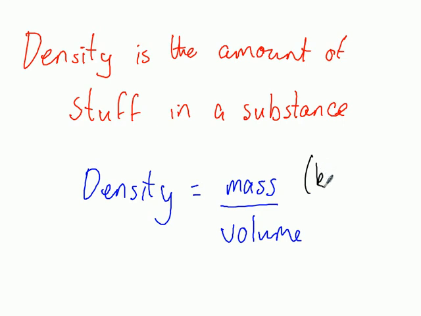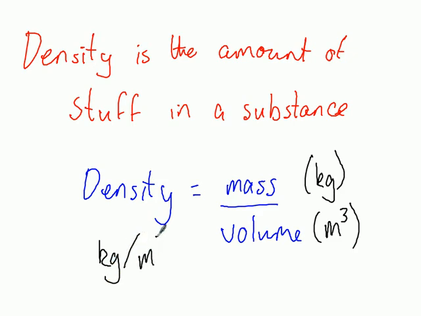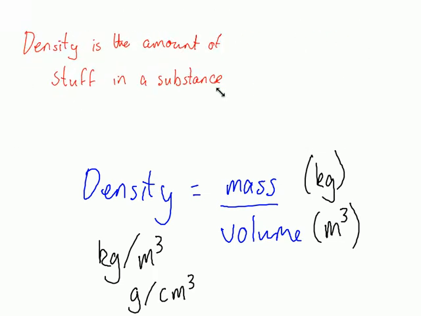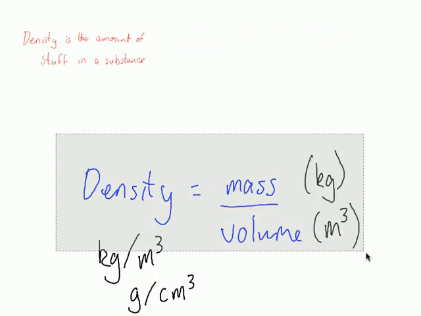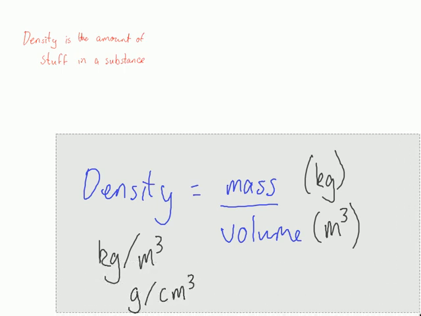Mass is usually measured in kilograms. Volume is usually measured in meters cubed or cubic meters. So this means that the density is measured in kilograms per meter cubed. Now you might see this differently in chemistry. You might see grams per centimeter cubed. The units that you use are usually appropriate to the substance you're talking about. So let's look at this and how we might express this in other ways.